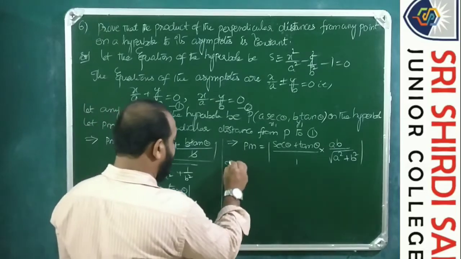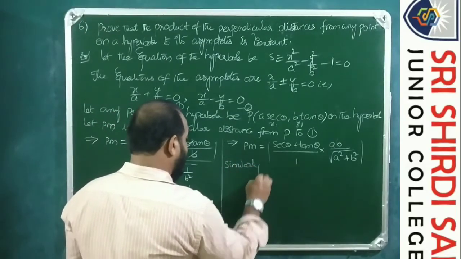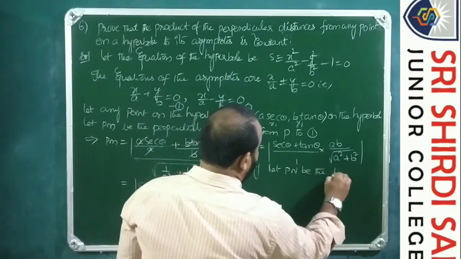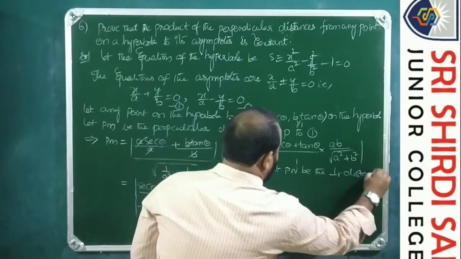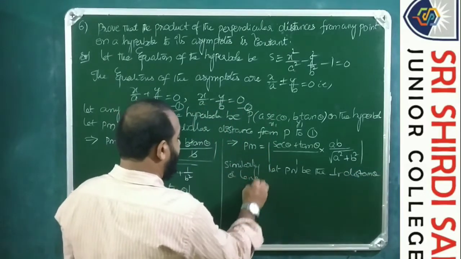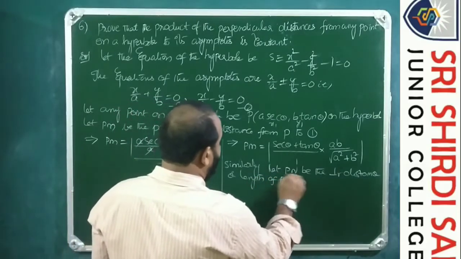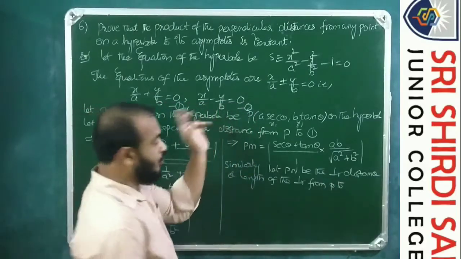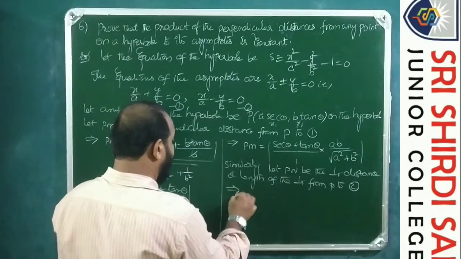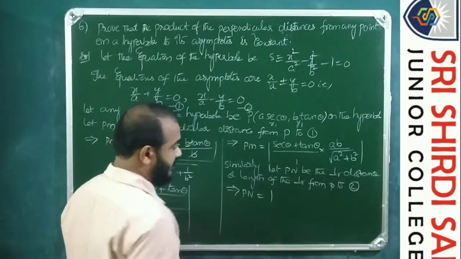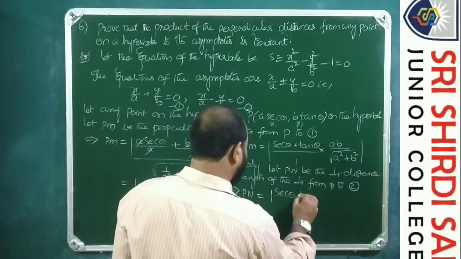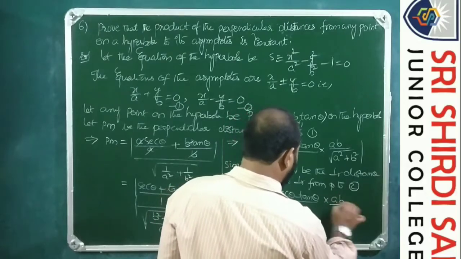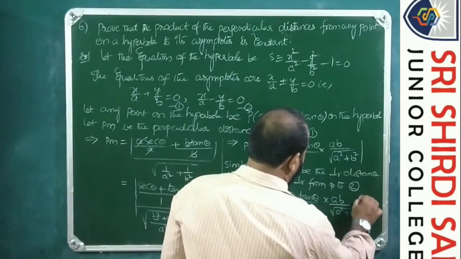Now similarly, let PN be the perpendicular distance, or length of the perpendicular, from P to the second asymptote. Then we get PN equal to modulus of secant theta minus tan theta by 1 into ab by square root of a square plus b square.